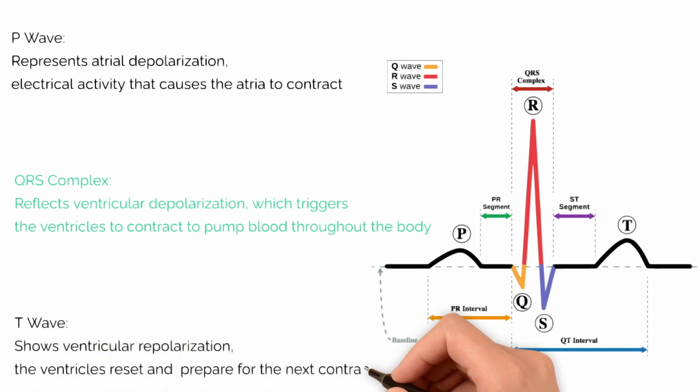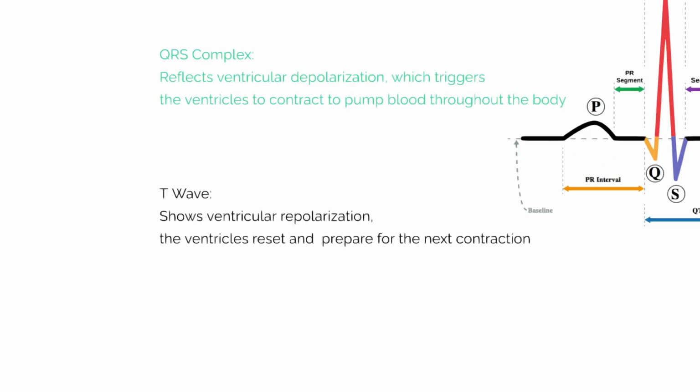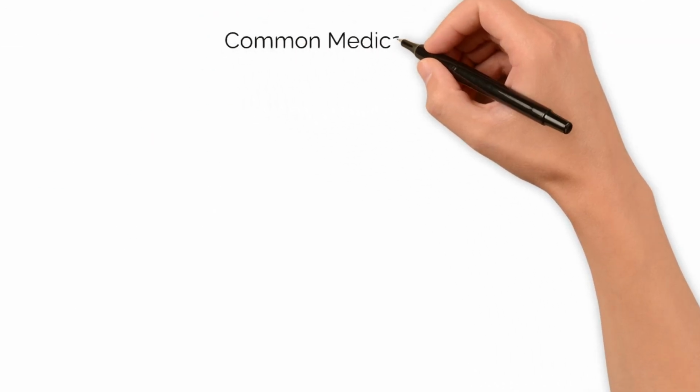The T wave shows ventricular repolarization when the ventricles reset and prepare for the next contraction. Recognizing these elements and understanding their timing is important for interpreting heart rhythms correctly. Any abnormalities in P waves, QRS complexes, or T waves can indicate issues such as arrhythmias, ischemia, or electrolyte imbalances.